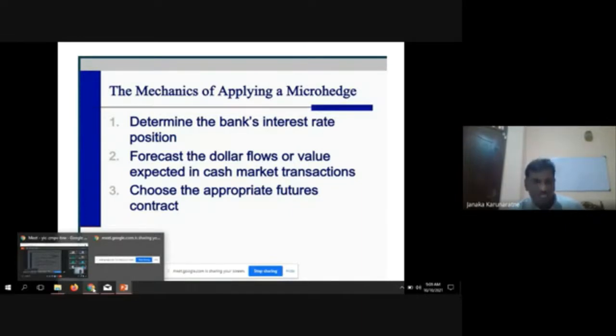So then you have to identify how many contracts you are going to use. Because these futures are standardized, you cannot hedge the maturity you are expecting; the futures are not the same as the maturity, the trading date. So you have to short a contract with a date much closer to your requirement. Okay, so when you short, what happens if the interest rate rises? What will happen to the futures contract price?